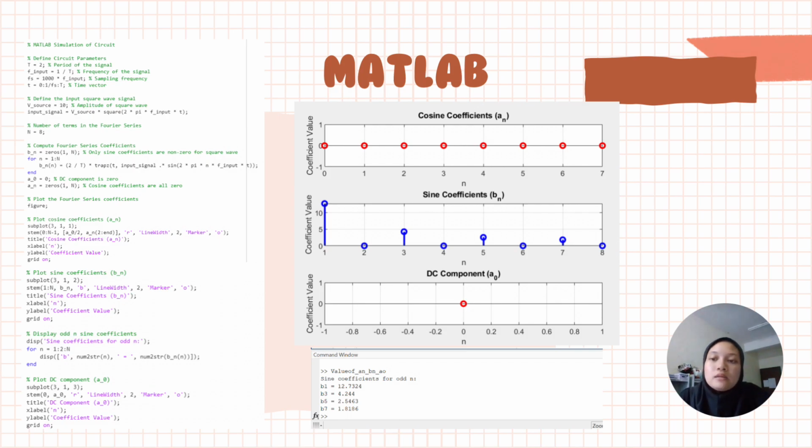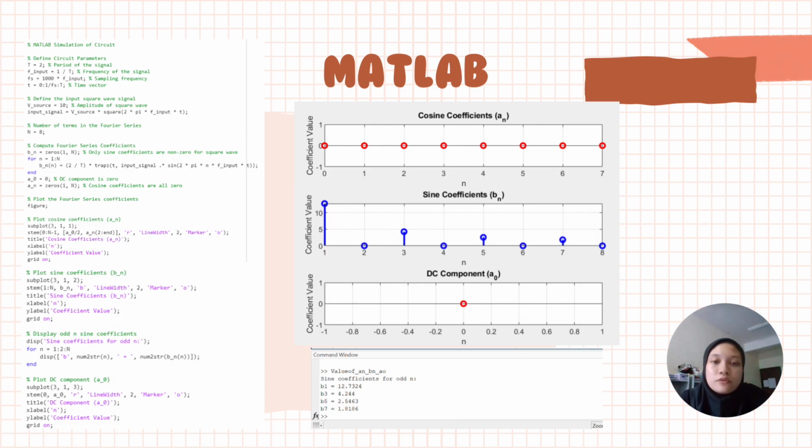So for Bn, how to compute it is 2 over T times input signal times sine 2 pi n ft. And then since it is an odd symmetry, A naught, the DC component, is 0, and An, the cosine coefficients, are all 0. And then to visualize the graph, we need to plot the cosine coefficients An, and then plot the sine coefficients Bn, and plot the DC component A0. And lastly, we need to display the odd sine coefficients.